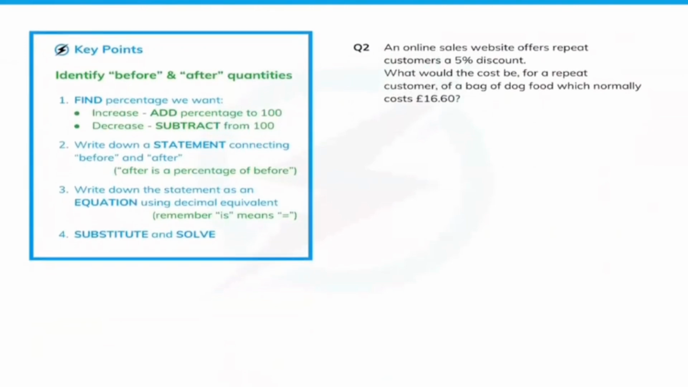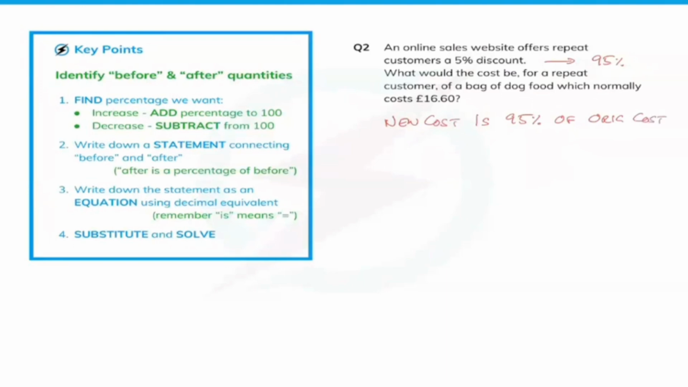In this one, we've got an online website that is offering a discount to repeat customers, a discount of 5%. So what are we trying to find? We are trying to find 95%, because 100 minus 5 is 95. So let's write down our statement. The repeat customers' new cost, it doesn't really matter what we call it, the new cost is 95% of the original cost. I'll call it orig cost.